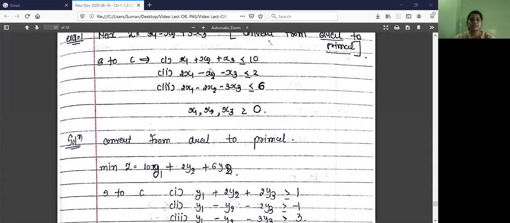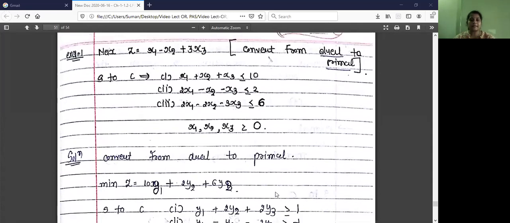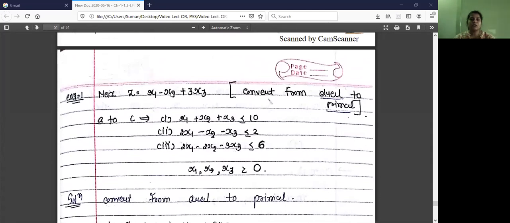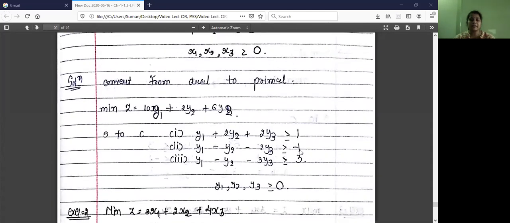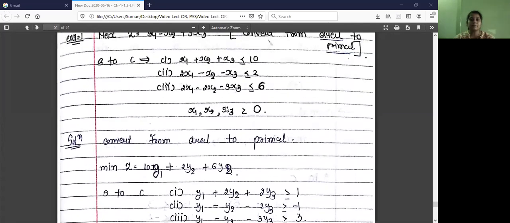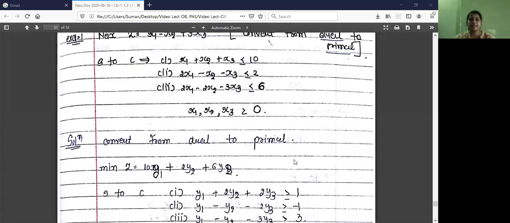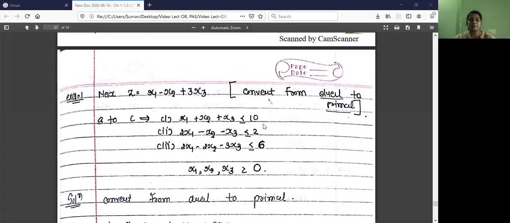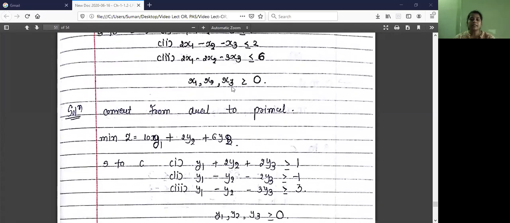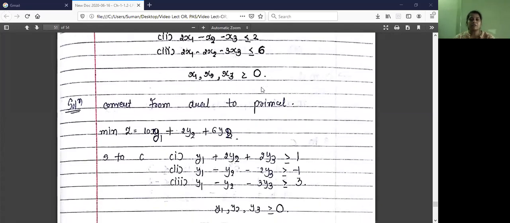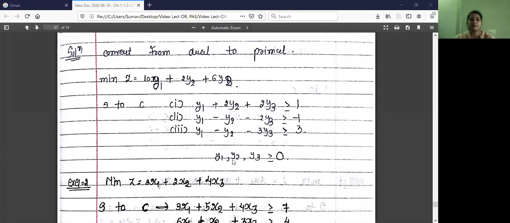Our second constraint equation is y1 minus y2 minus 2y3, and the inequality is greater than equal to, and the coefficient of x2 is minus 1, so we write here minus 1. And our third subject to constraint equation is y1 minus y2 minus 3y3 greater than equal to plus 3. Here all three decision variables are greater than equal to 0, so we write y1, y2 and y3 are greater than equal to 0.